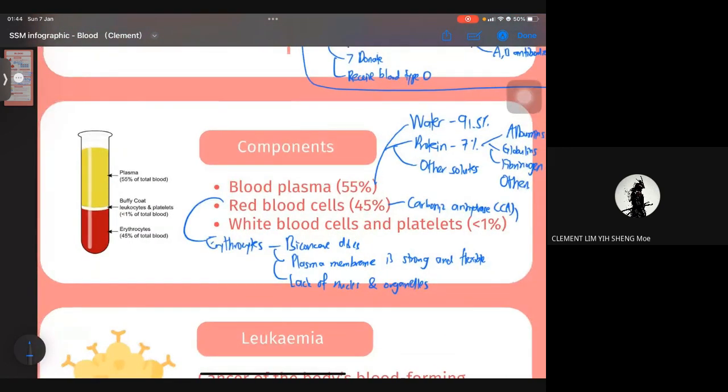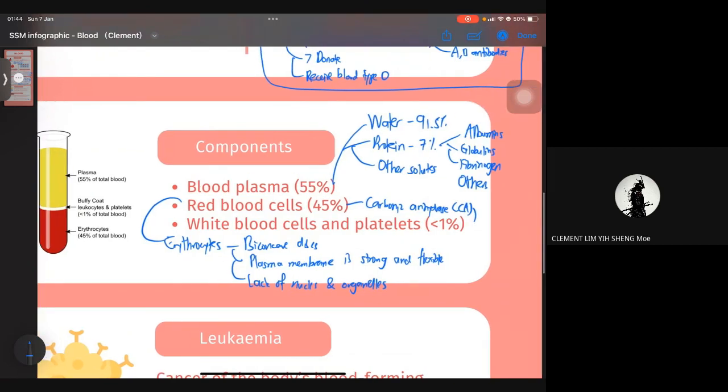Next, we talk about the components of the blood. Among these components, plasma occupies the most, which is 55%. In this blood plasma, water occupies 91.5% of it, followed by protein. In the protein, albumins occupy the most, then followed by globulins, fibrinogen, and other proteins. The remaining part of the plasma is known as the other solutes, which are the electrolytes, nutrients, regulatory substances, and waste products.